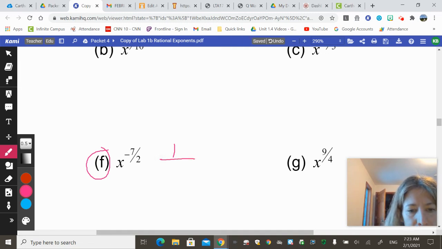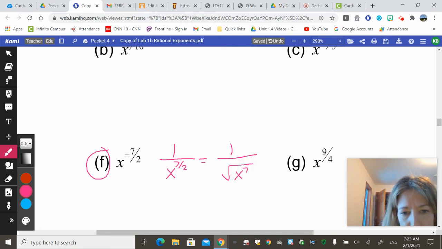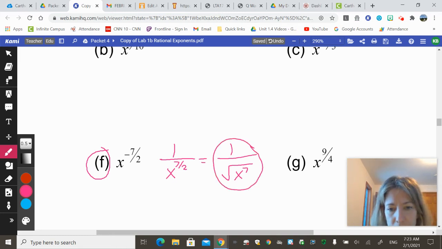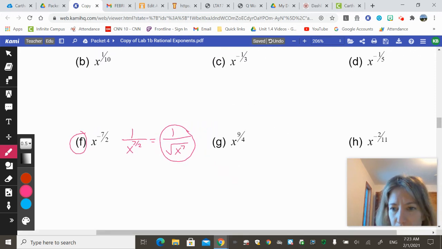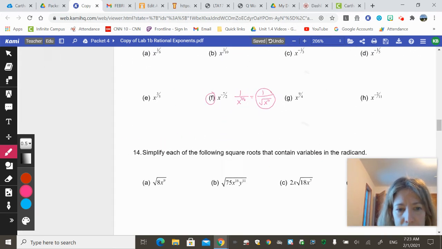So right now, the middle step, I'm going to say this is the same as 1 over x to the 7/2. But I don't want a fractional exponent. I want to rewrite that as a root. Okay, so my x is my radicand. The power is 7. And since the root is 2, I don't have to write a 2. Okay, it's assumed it is a square root if I have no number there. So it's just 1 over the square root of x to the 7th. All right, so finish that section.